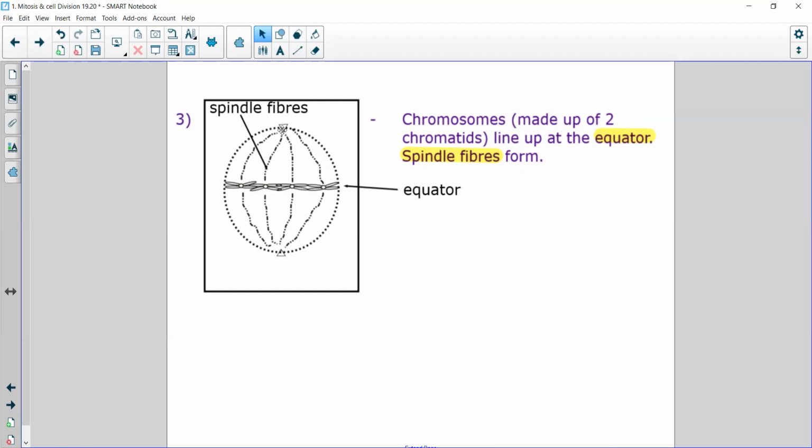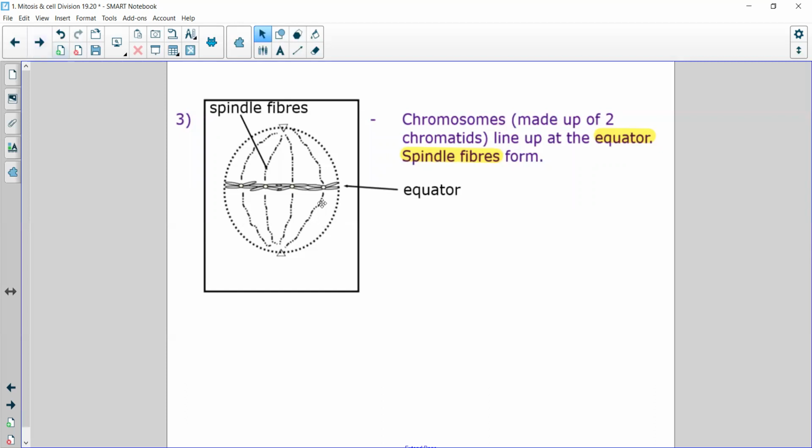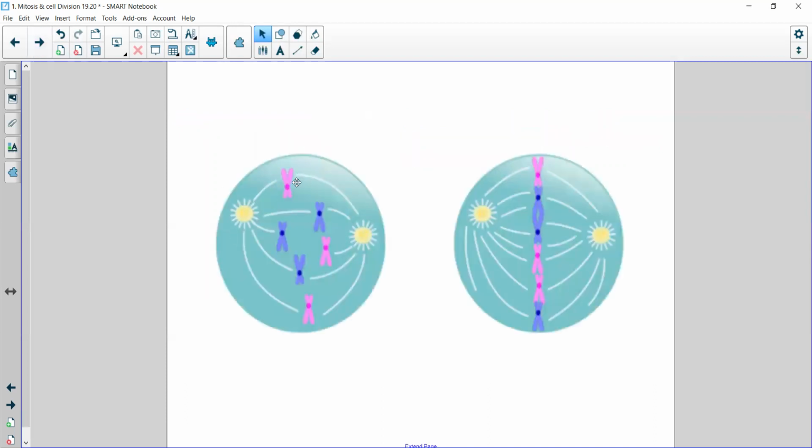So basically, the spindle fibers have shot out from the north and south pole, and they are joining onto the centromere in the middle of these chromosomes. Okay, so that is our third stage. In the fourth stage, so you can see this is stage 3 here. This is our chromosomes starting to move into the equator, and that's them lined up perfectly there.